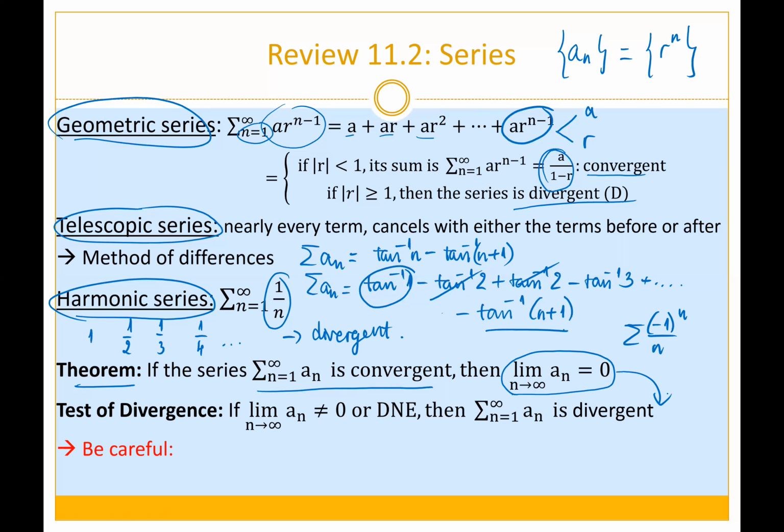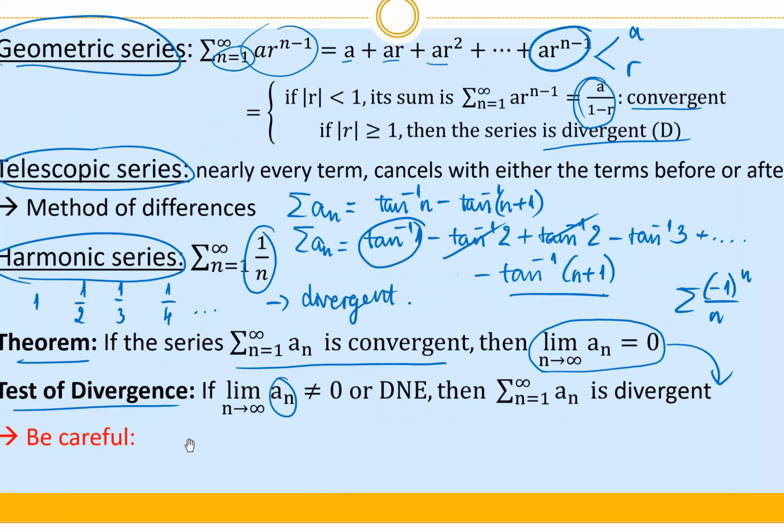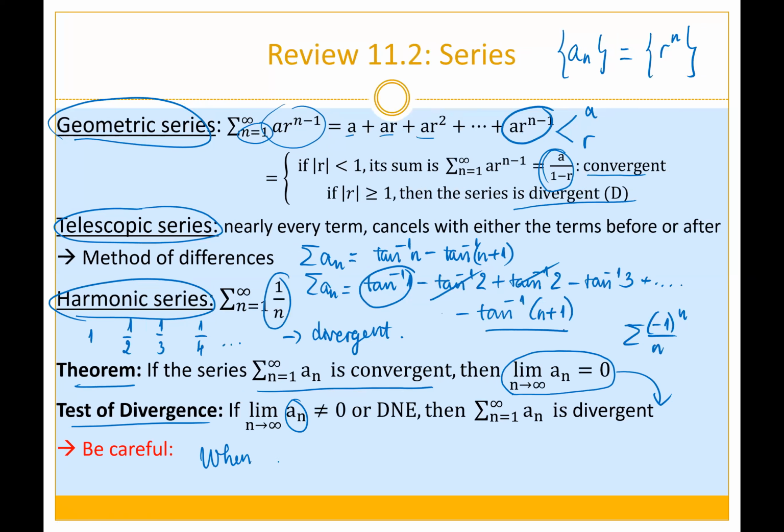Therefore, from here, you can have the test for divergence. It says if the limit as n approaches infinity of the nth term of the sequence is different from 0 or does not exist, then the series is divergent. Now, be careful: when the limit as n approaches infinity of a_n equals 0, this does not lead you to the series being convergent. Look at the theorem here. It's only if and then. It's just a one-way conclusion. You cannot go the other way around.